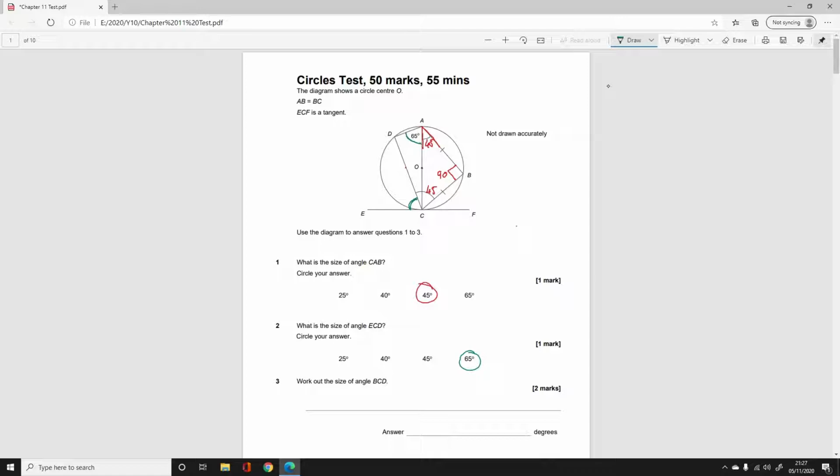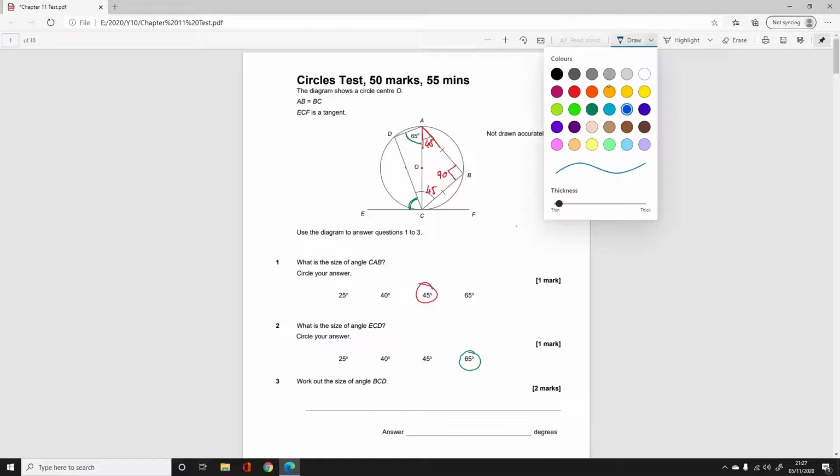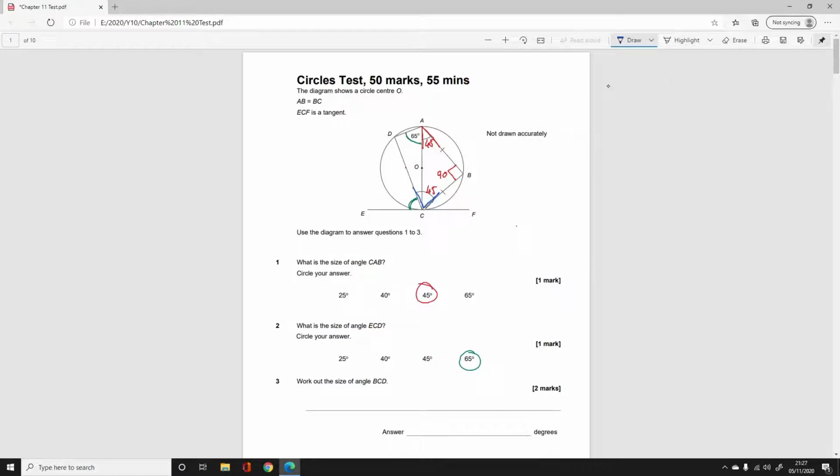Lastly, work out the size of BCD. Now BCD is two angles added together, isn't it? It's these two angles combined. And there's a couple of different ways you can get this, but the way that I like is to say, well, these two angles here add up to 110, and that's one side of a cyclic quadrilateral, and this is the other side of the cyclic quadrilateral. So those two angles together will give you 70. So we can go 180, take away 110, it's going to give you 70 degrees.